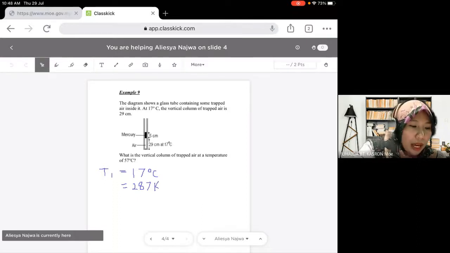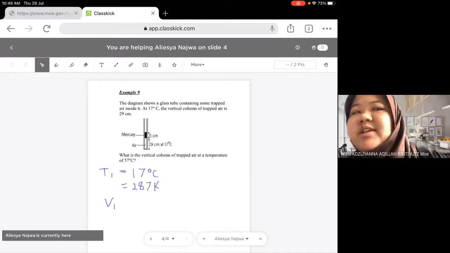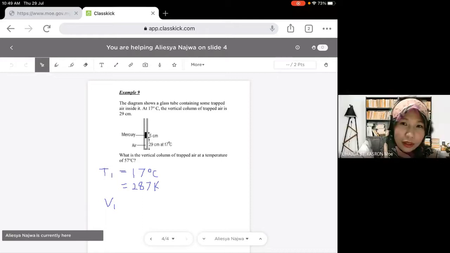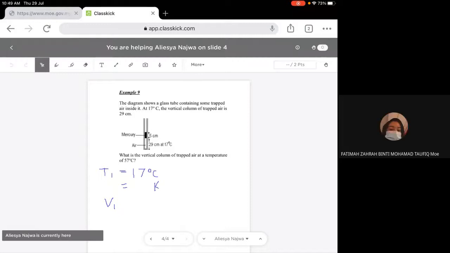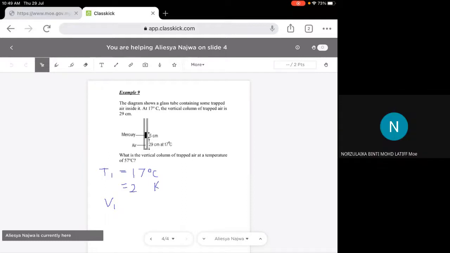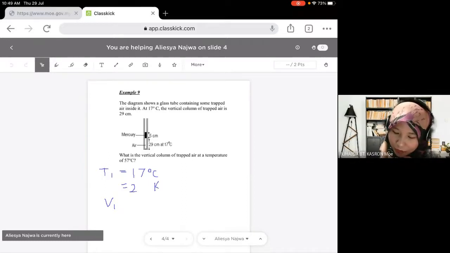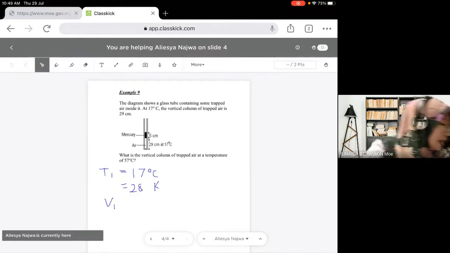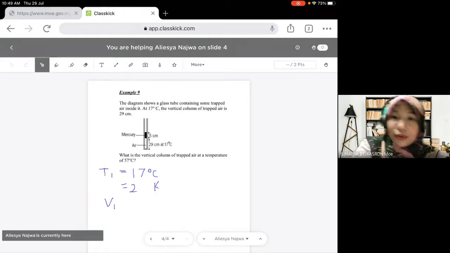Okay, what about V1? Teacher, I think T1 is 290. T1 or V1? T1, teacher. It's 290. There is something wrong with the calculation, is it? Yes, 17 plus 273. Yeah, 290. Alisha? 290. Okay, correct. Very good.